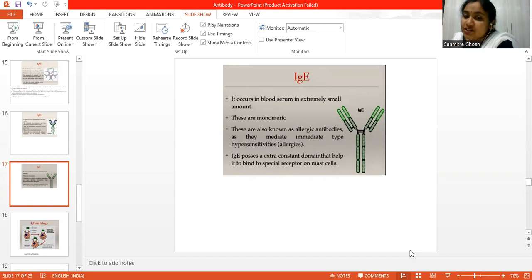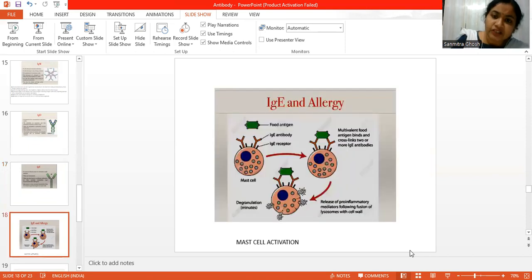Now, in case of IgE, just like IgM, we have no hinge region. So another extra constant domain is present, that is, up to C4 we have the constant region domain, which helps IgE to bind with the specific receptor on the mast cell. This IgE can bind with the IgE receptor, which is referred to as Fc epsilon R1 or Fc epsilon R2. Such receptors are present on the surface of the mast cell.